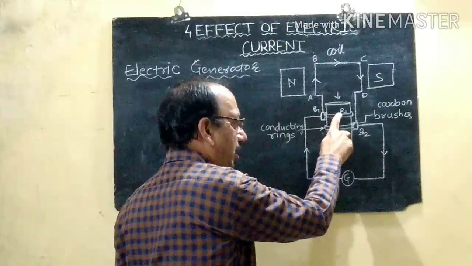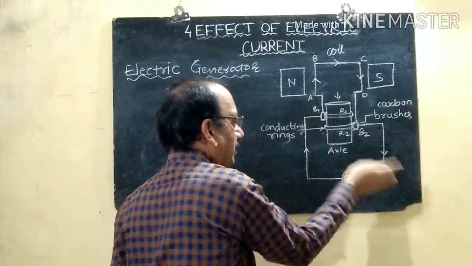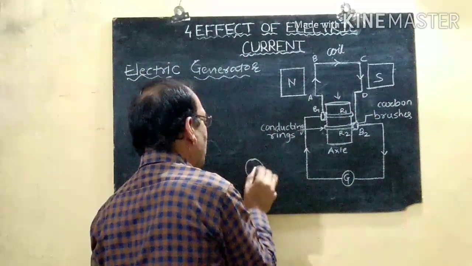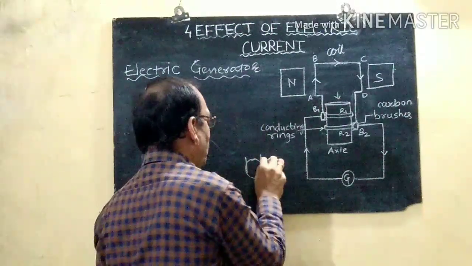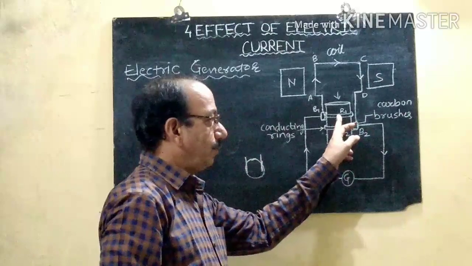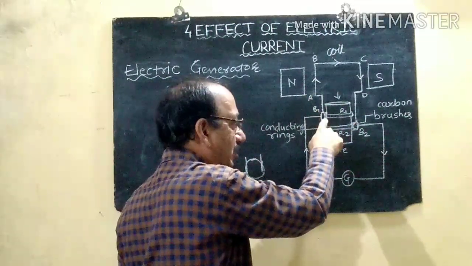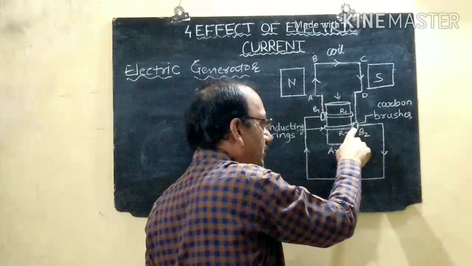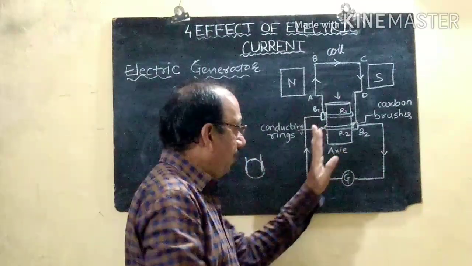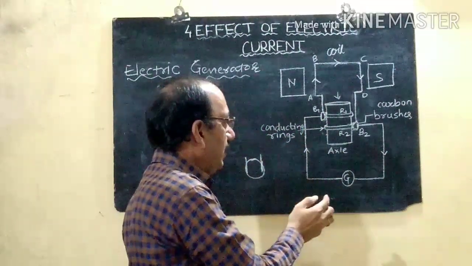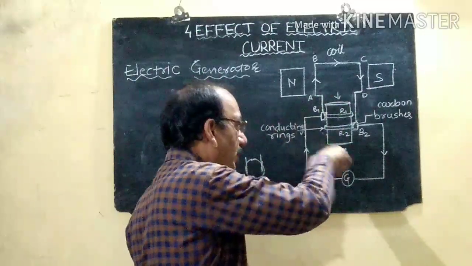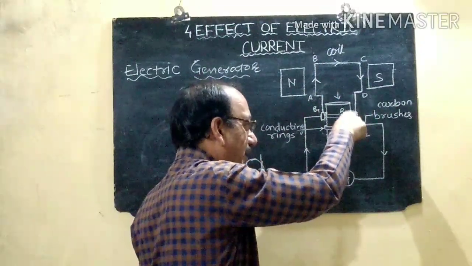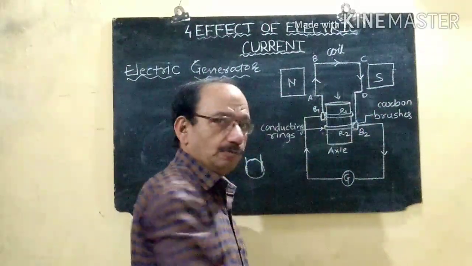These are not split rings, these are slip rings. Means these rings are completely tight. The whole ring is fitted with this axle like this. Means there is no break in this ring. This side will always connect to this stationary brush B1, and this CD will be connected to B2. When the axle rotates, the slip rings also rotate, and AB or BA, CD or DC are always connected with rings R1 and R2.